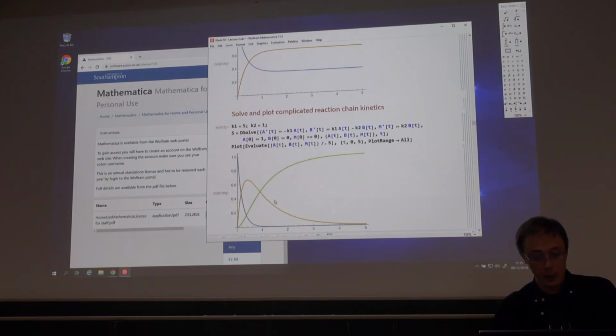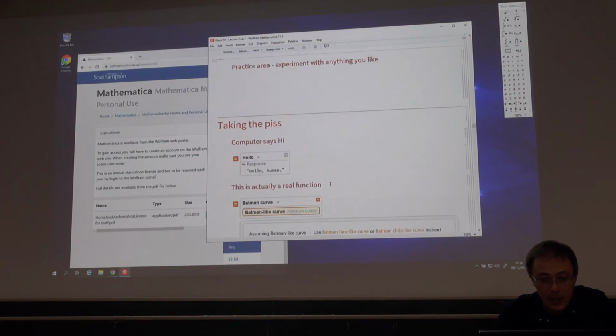There we go. So with the reaction intermediate, the initial substance drops, the intermediate accumulates, but then gets converted into product, and the product rises quadratically rather than linearly, and eventually starts dominating the reaction.